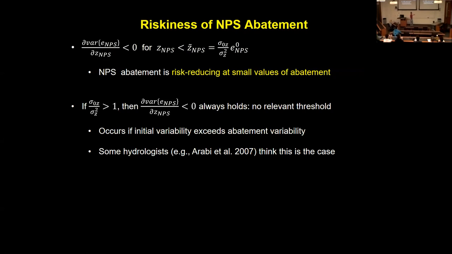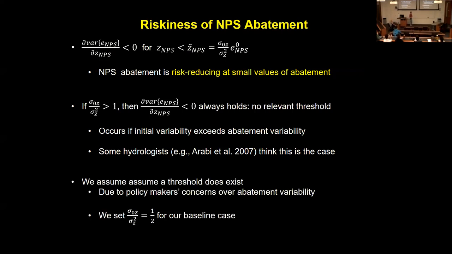If this coefficient, the ratio of covariance to the variance, is greater than one, that means this term is always going to be negative, and abatement is always going to be risk reducing. There's going to be no threshold. Some hydrologists think this is the case, but we're also going to ignore them for the time being, and because policymakers care so much about abatement risks, we're going to assume that there is a threshold. In our numerical example, we're going to start off our baseline case setting this value equal to a half. So that means there will be a threshold in the model.